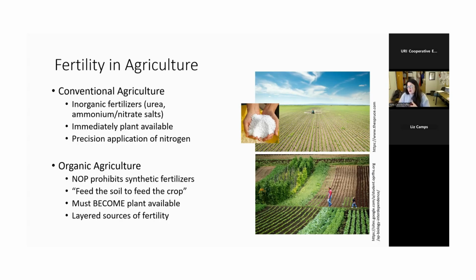Also, in organic agriculture, we tend to have these layered sources of fertility. So here, if you think of a regular organic vegetable farm, you have different plots of different ages, different layers of fertility. You've added manure, compost, all these different things over time to really feed the soil.